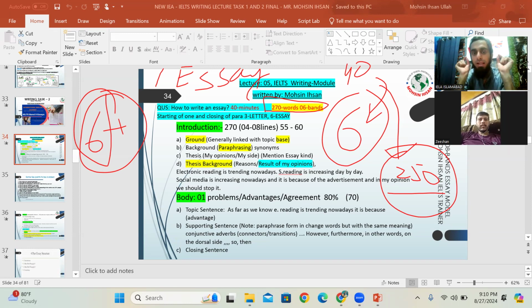The very important thing in the IELTS writing section, besides the essay structure, is question number one, that is letter writing or description of a chart for academic students.